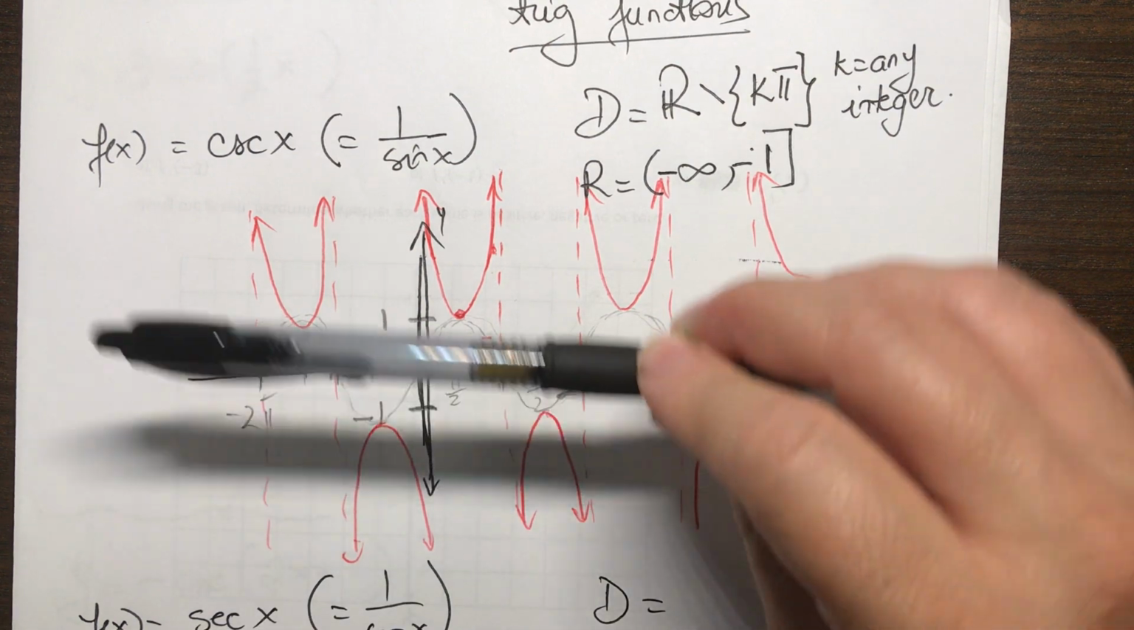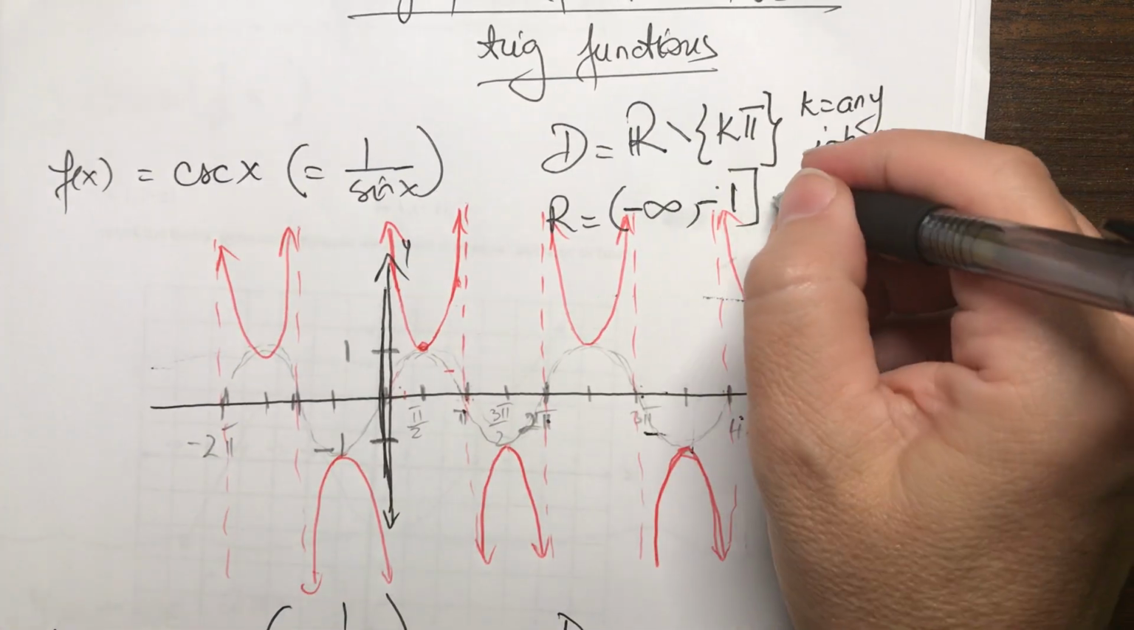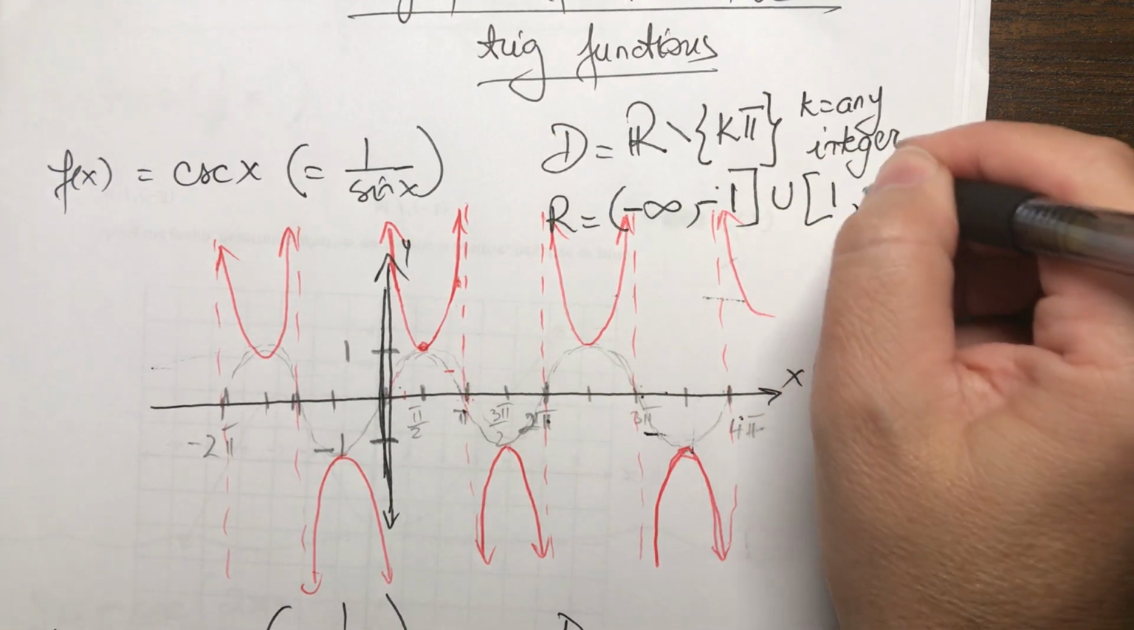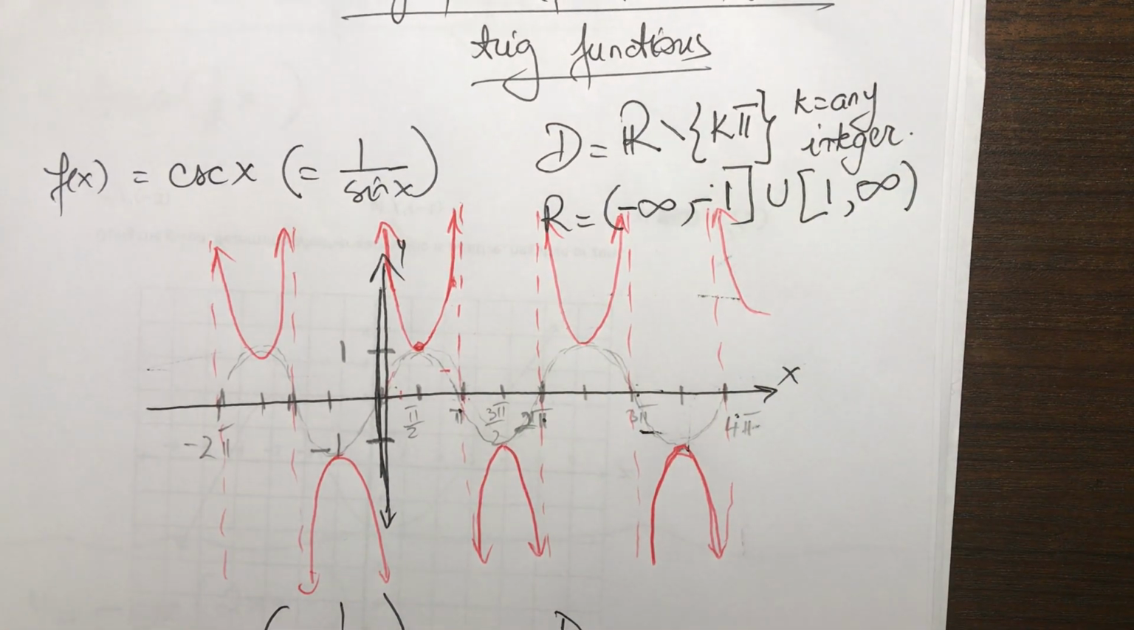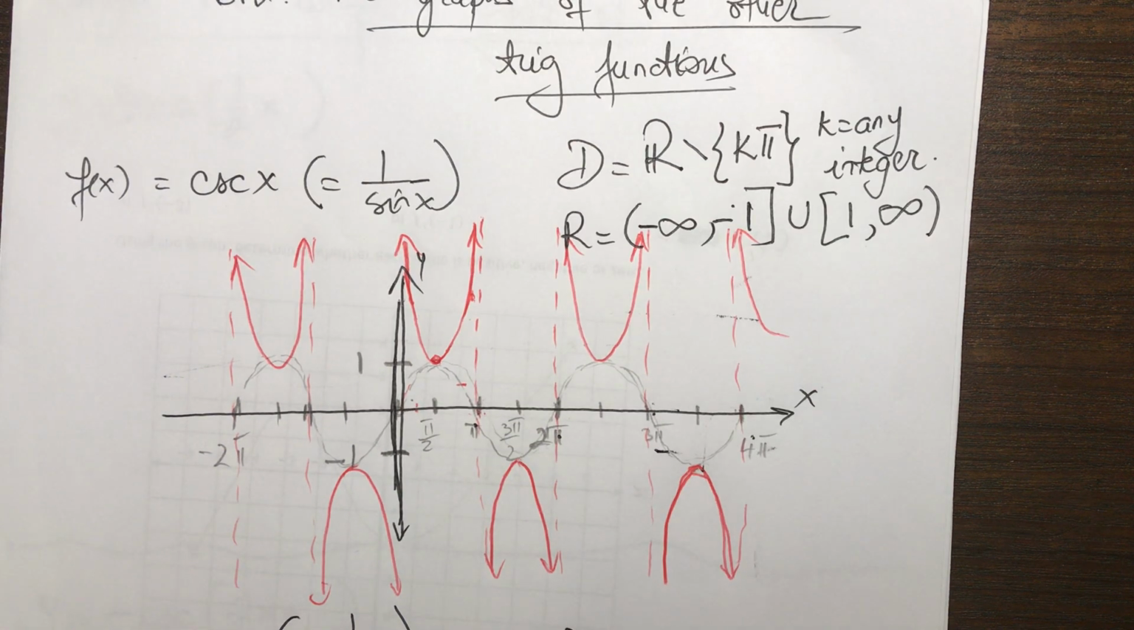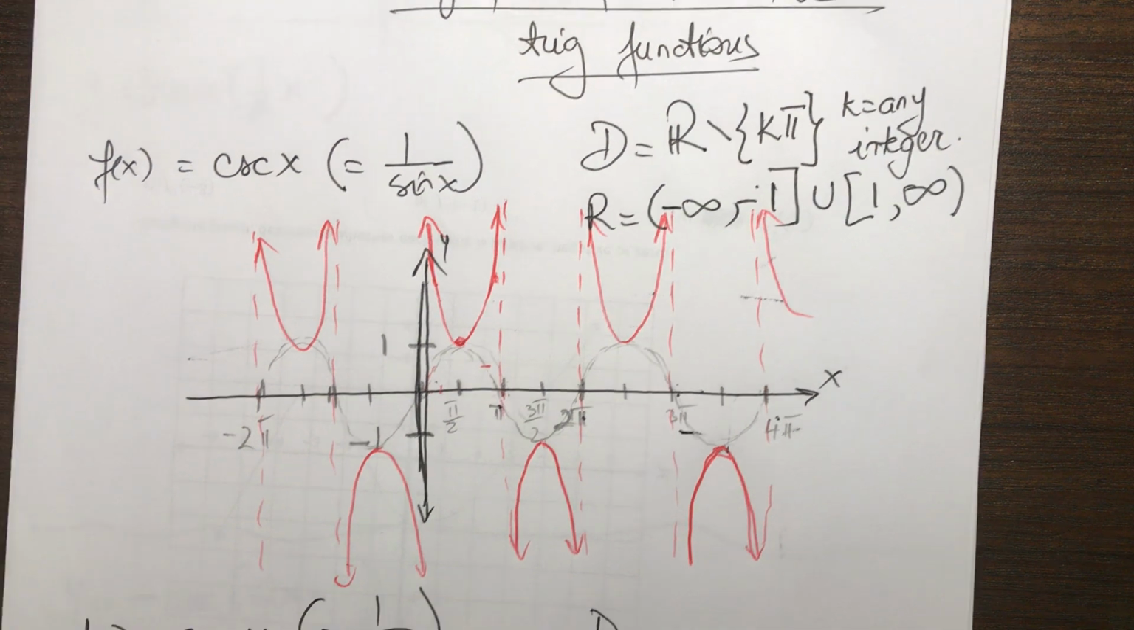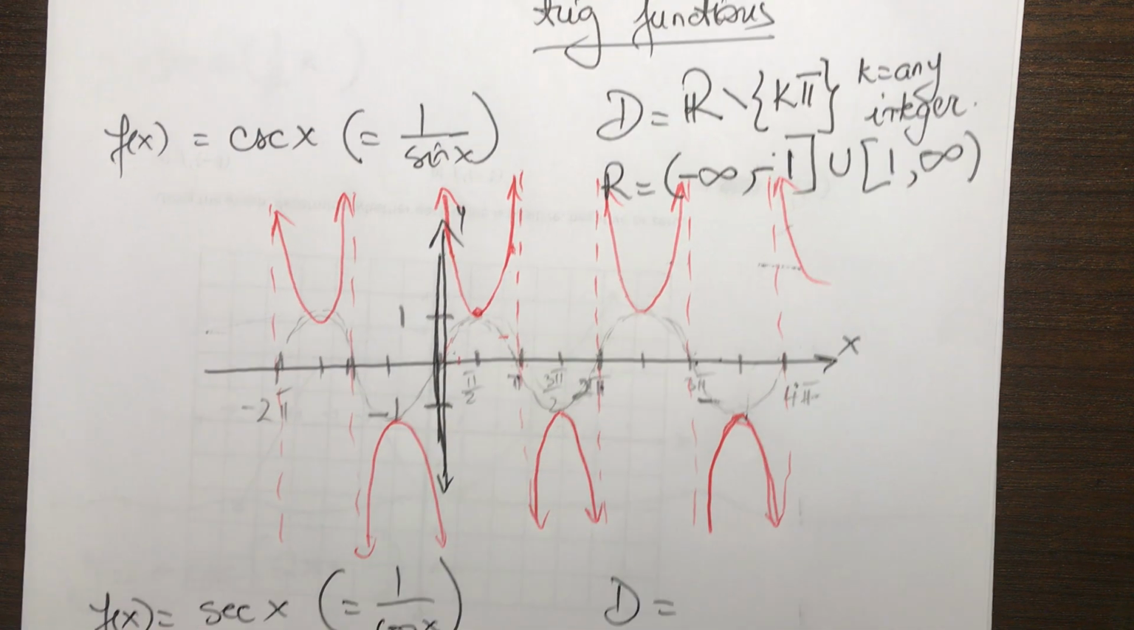Then what does it do? Jumps and starts back up at 1 to infinity. So these are the values that you will only get out of a cosecant, right? A number more than 1 or less than -1. Okay, so that's the graph of a cosecant.